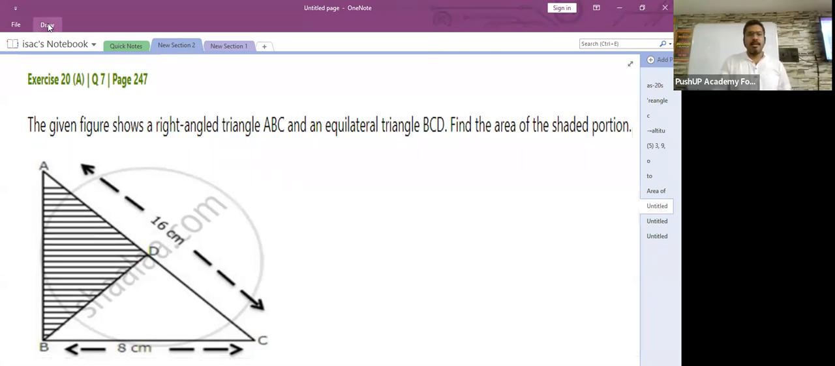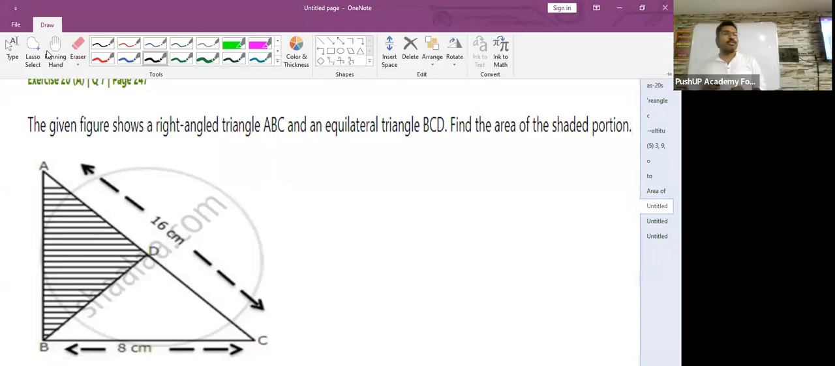All right. Let's start. The given figure shows a right angle triangle ABC and an equilateral triangle BCD. Find the area of the shaded portion. Okay, very interesting question, children. But the benefit of this question is they have already given you the diagram. So when the diagram is given, that visual representation is very clear in your mind. What data is given to us and what is the data which you have to find. Okay, let's start.